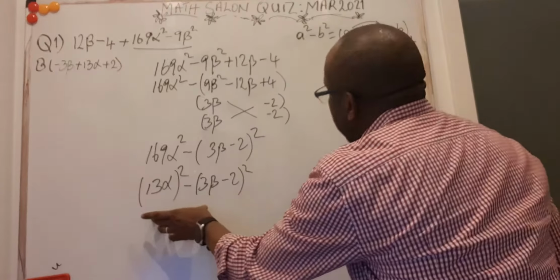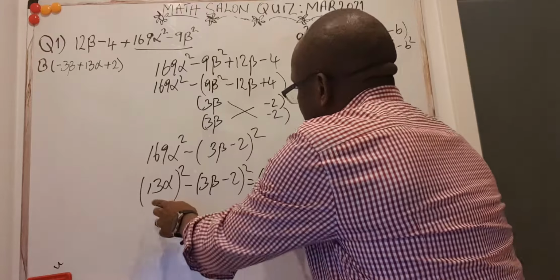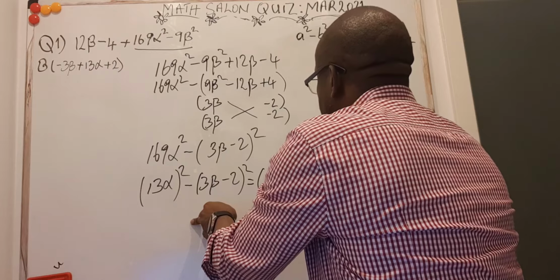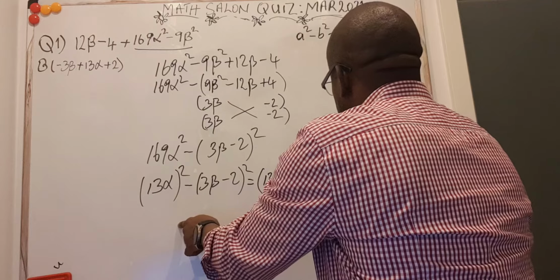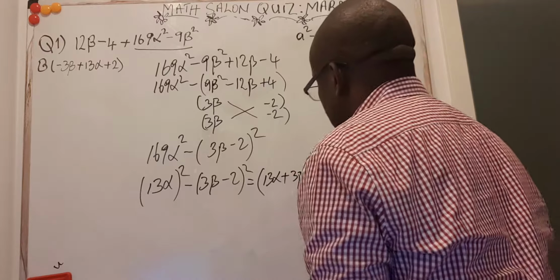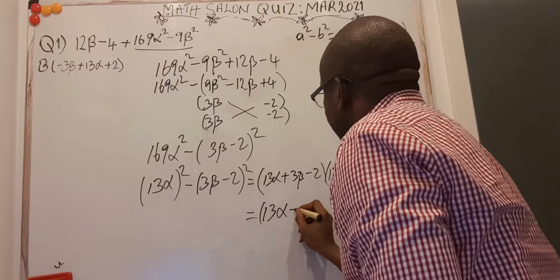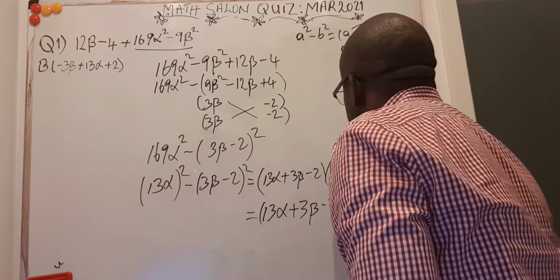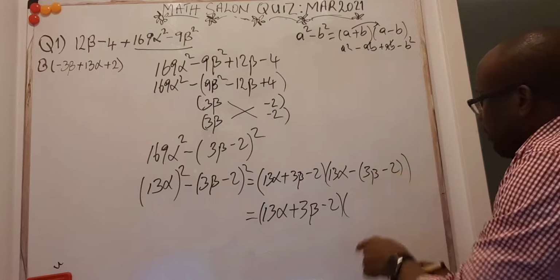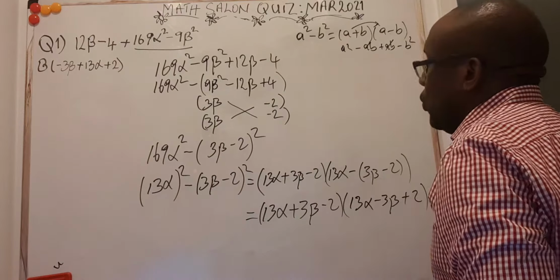So it means I can now take this and express it in terms of those two factors. And this is now equal to my a there, 13 alpha plus 3 beta minus 2, my a again, 13 alpha minus 2 bracket 3 beta minus 2. And if that is true, then this is 13 alpha plus 3 beta minus 2. If I open this minus here, this is minus 3 beta and this becomes plus. That's 13 alpha minus 3 beta plus 2.